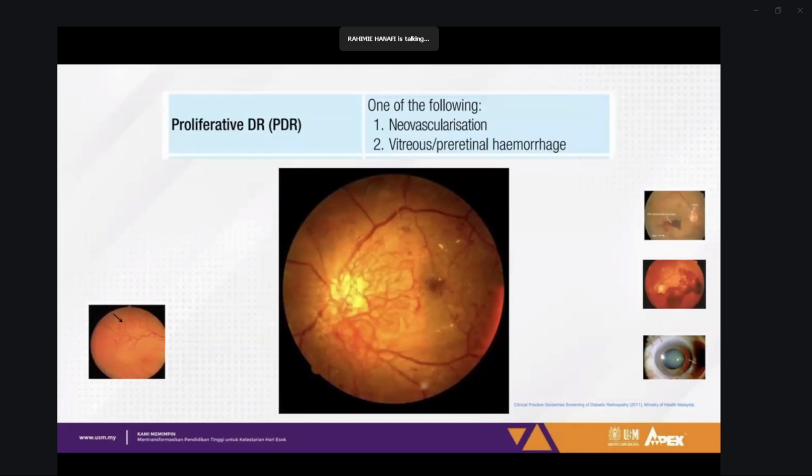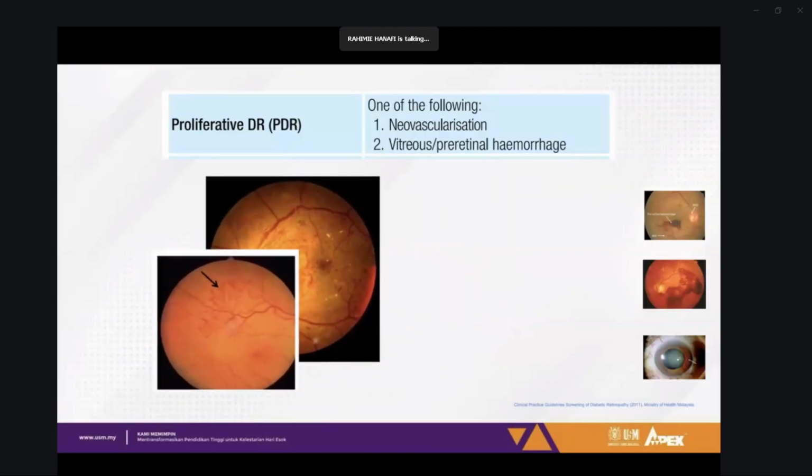This is an example of proliferative diabetic retinopathy photos when the patient presented with neovascularization and bleeding, either in the vitreous or preretinal or even hyphema. Okay, so this is a new vessel here. It's very prominent, right? So this unstable new vessel is easily ruptured and may cause bleeding. So this is at the posterior segment. The patient might have vitreous hemorrhage or preretinal hemorrhage.